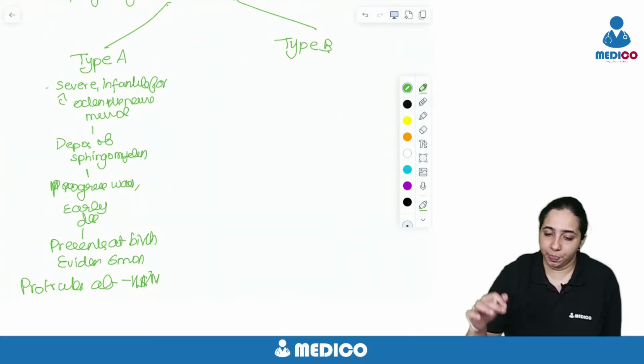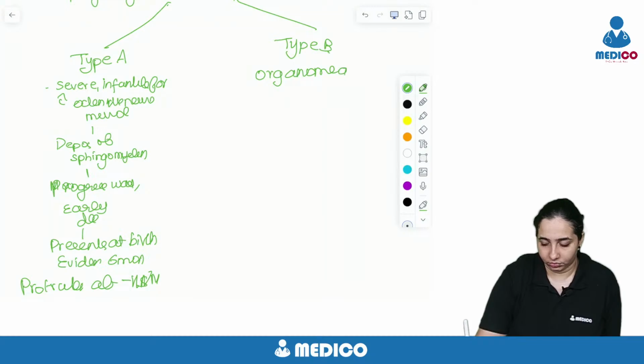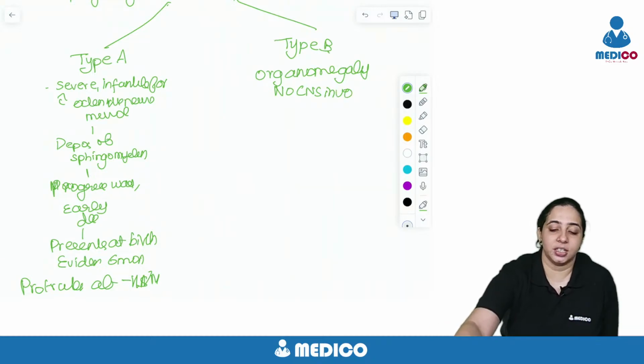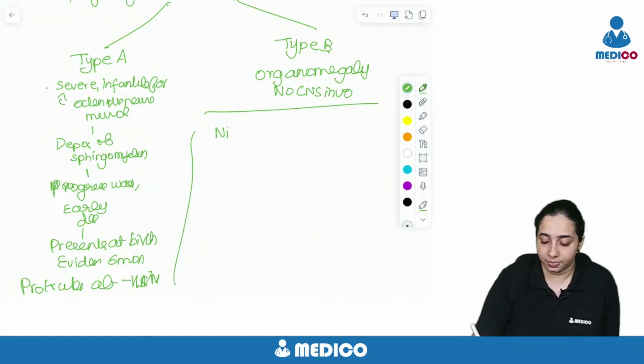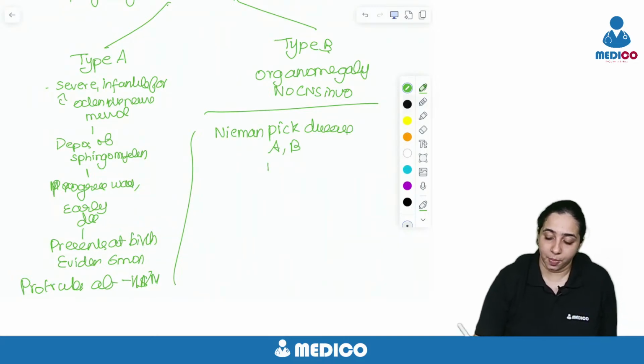Now in type B, you have organomegaly, but there is no CNS involvement. So in type A, you have CNS involvement, and in type B, you do not have any CNS involvement. Now, one point I want you to know is that both of these, that is Niemann-Pick disease A and B, are seen to have an increased incidence in the Ashkenazi Jewish population.